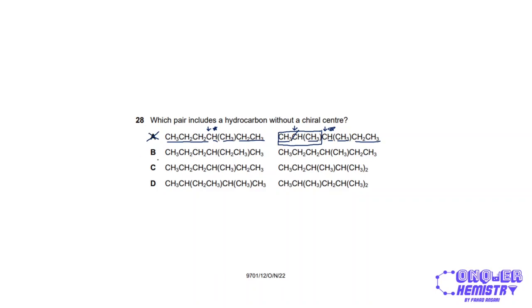Now let's look at option B. We consider this carbon atom over here. It's bonded to hydrogen and ethyl, methyl, and propyl groups. So this is chiral. Then over here, we look at this carbon atom. Now this is bonded to hydrogen, methyl, ethyl, and once again, propyl. So again, this is going to be chiral. All right. By the way, these two structures are actually the same molecule.